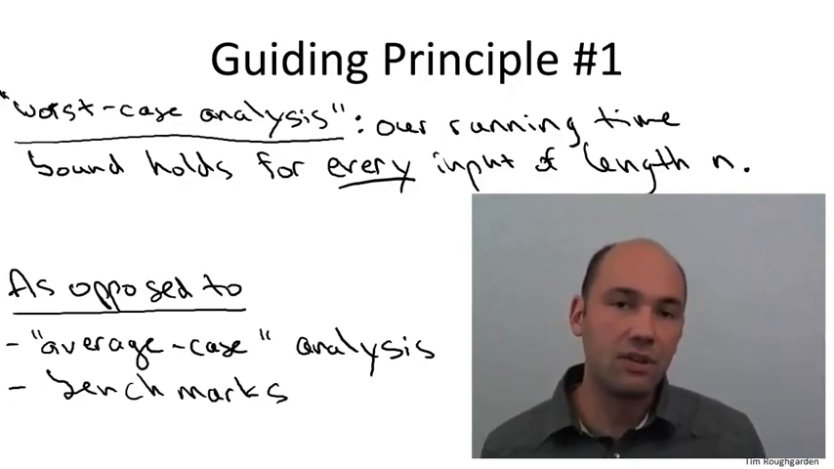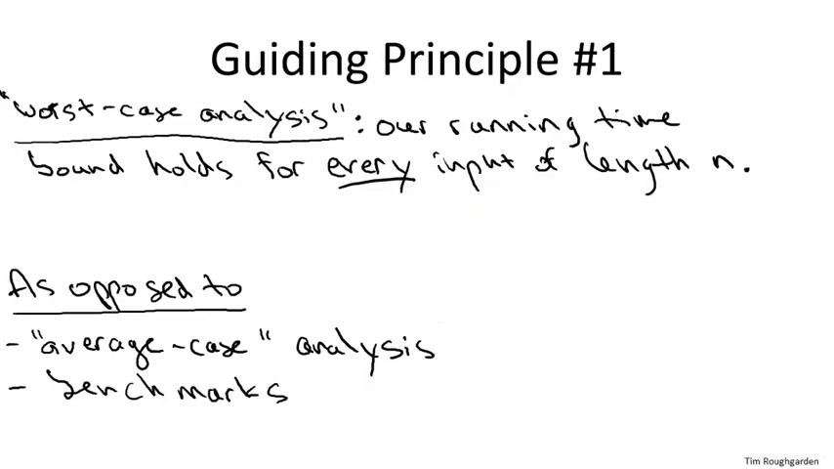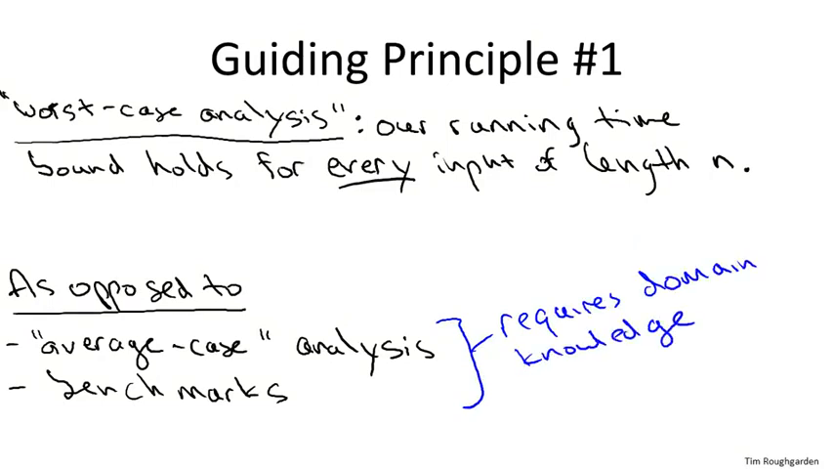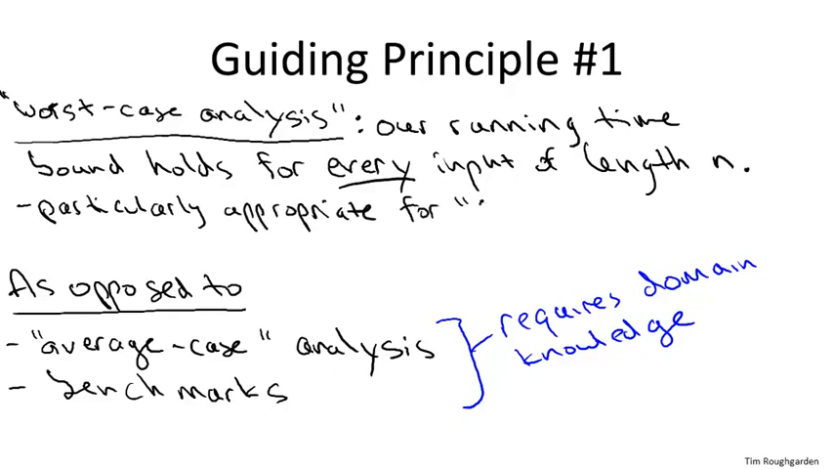Now, both average case analysis and benchmarks are useful in certain settings, but for them to make sense, you really have to have domain knowledge about your problem. You need to have some understanding of what inputs are more common than others, what inputs better represent typical inputs than others. By contrast, in worst case analysis, by definition, you're making absolutely no assumptions about where the input comes from. So as a result, worst case analysis is particularly appropriate for general purpose subroutines.